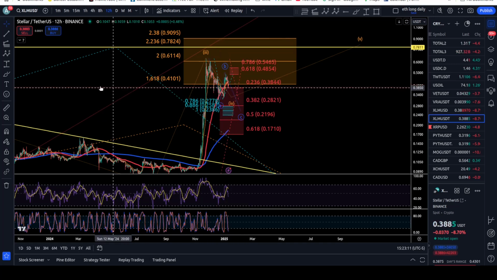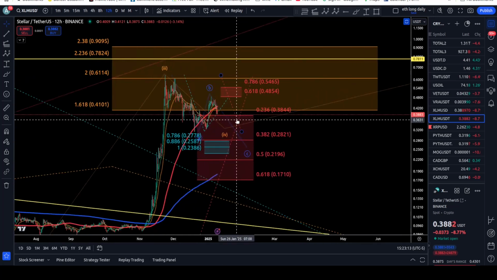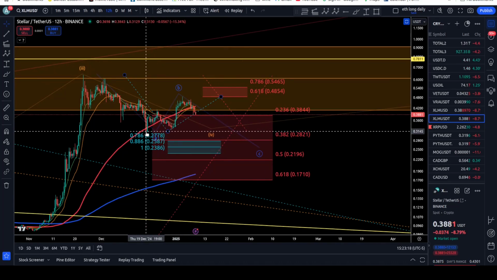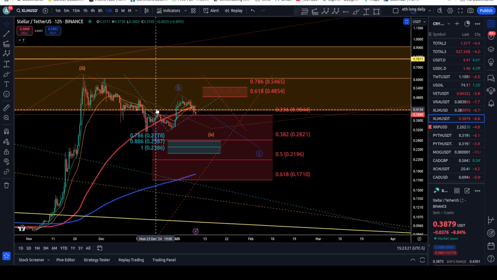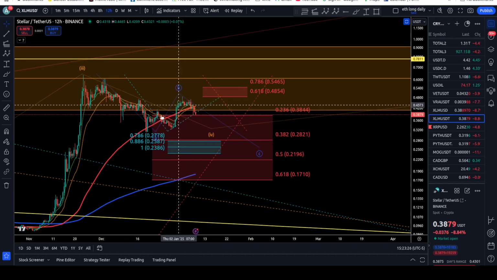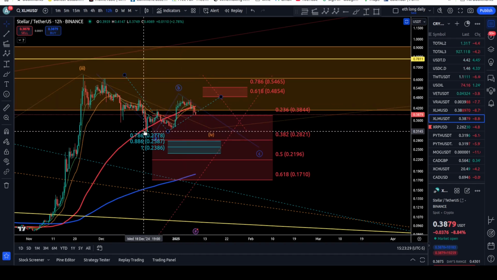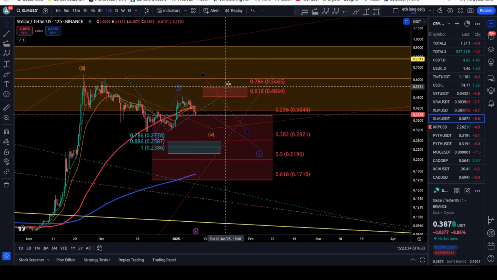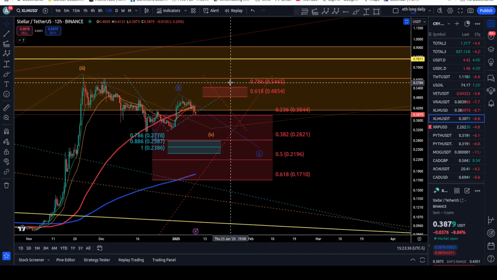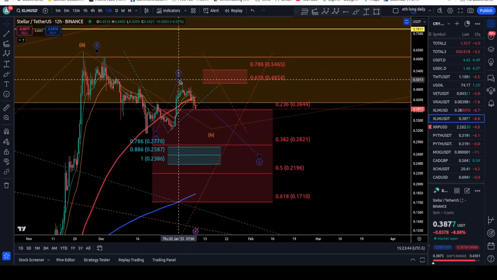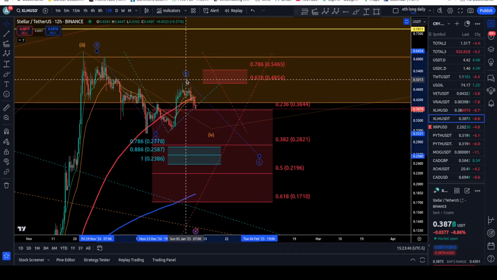Now, I just want to mention that this could be not finished. It looks finished. This looks like an A, this is a B, and this is a C, but this could be just the A, or doing the B, and we're going to push the price a little bit higher. So there is still that possibility, even though the levels for a B wave have been reached. So we need to see now.